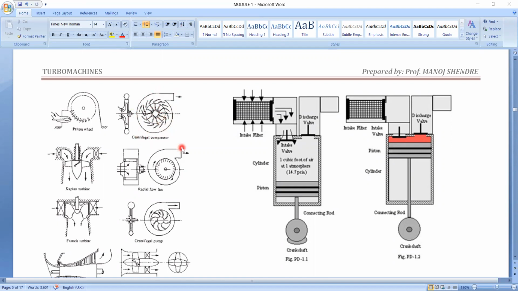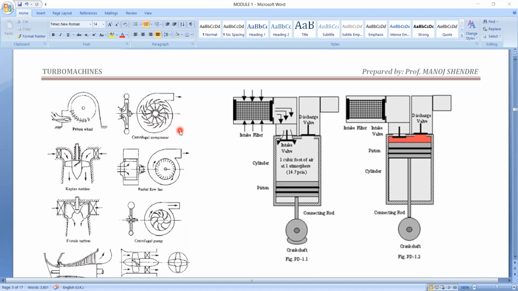Now, if we don't use any housing or casing, then such turbo machines are known as open type or extended type turbo machines. The best example is a fan. A ceiling fan is the best example for the open or extended type turbo machine.